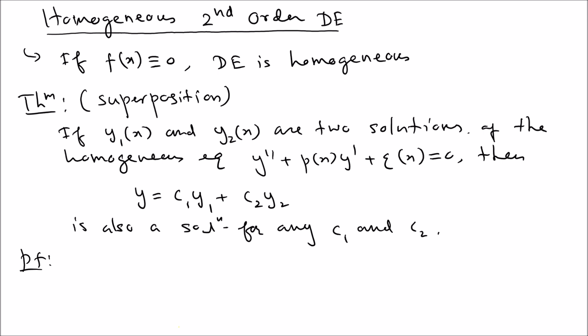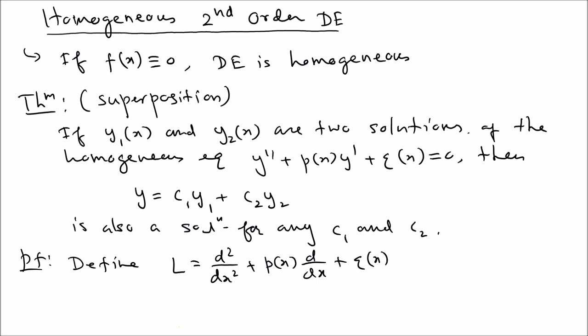So I'm going to prove this one. What we normally do is write the differential equation with an L operator. Let's define L, that's the operator. That means the second derivative, d squared dx squared, plus p(x) d over dx, plus q(x). So we can define this operator.